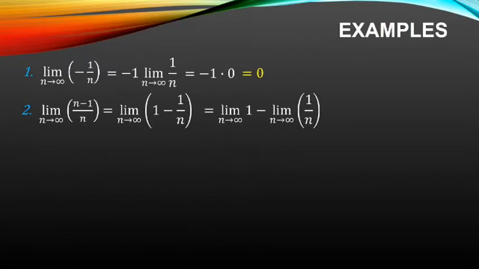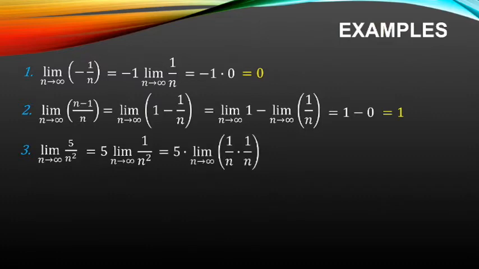Limit of 1 as n approaches infinity is still 1. Then the limit of 1 over n as n approaches infinity is 0. So we have 1. Number 3, limit of 5 over n squared as n approaches infinity. So we have 5 as a constant multiple times the limit of 1 over n squared. Since 1 over n squared is actually 1 over n times 1 over n, we can have a limit of the product. So 5 times the limit of 1 over n times the limit of 1 over n as n approaches infinity. So we have 5 times 0 times 0.